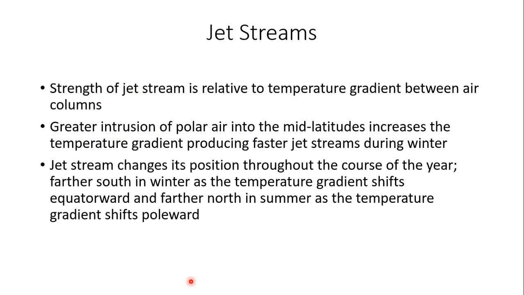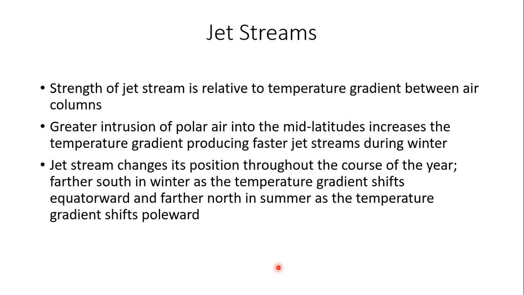All right, so moving on to a further discussion on jet streams. The strength of a jet stream is going to be dependent on the temperature gradient, or those temperature differences between the polar areas and the tropical areas, and between these air columns. Greater intrusion of polar air into the middle latitudes, which usually reside between 30 and 60 degrees latitude. If you have a greater intrusion of polar air, that increases this temperature difference or gradient. It produces faster jet streams during wintertime. So jet streams are strongest during the winter season.